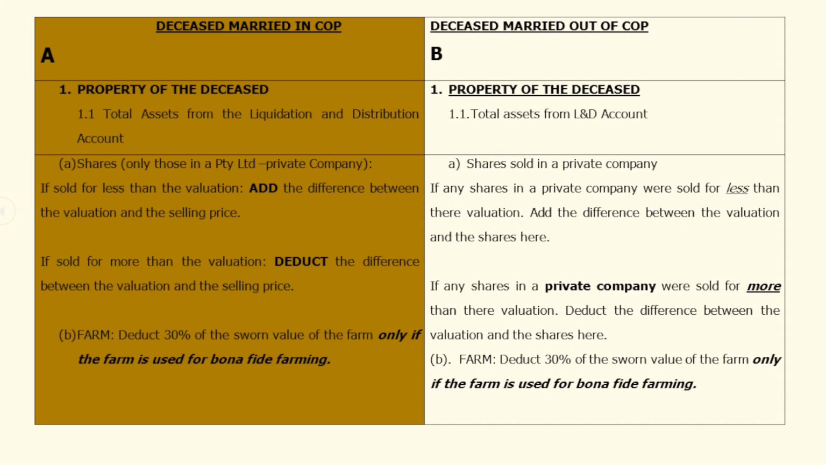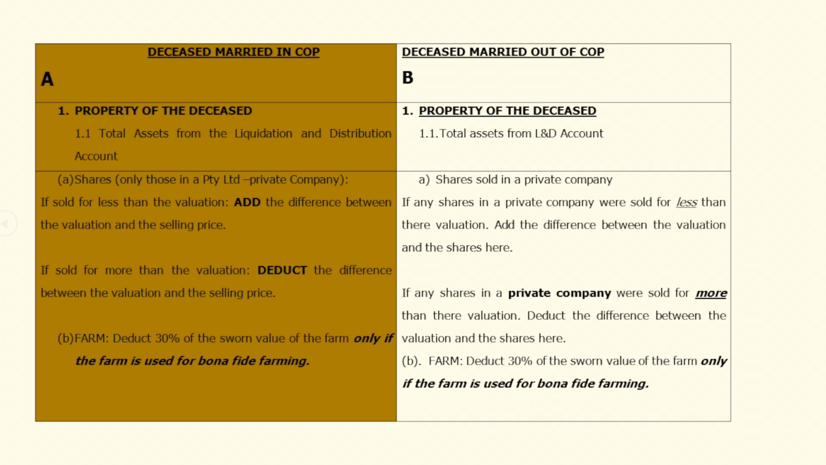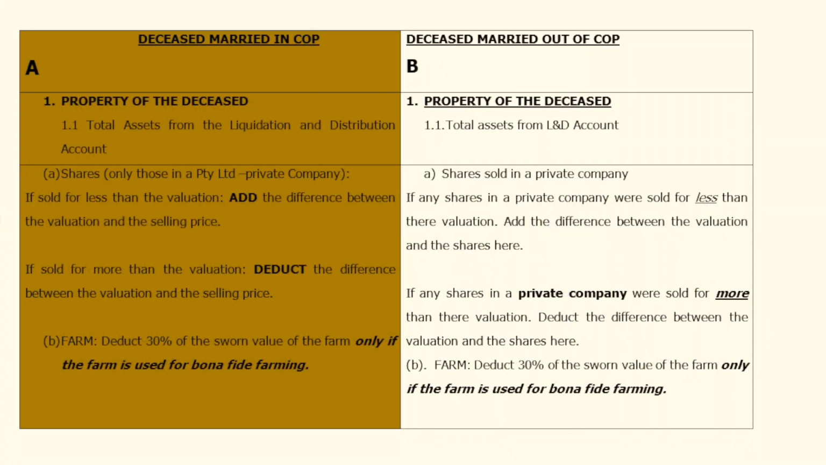Then you will have things such as shares. How do you deal with shares? You must know that there are shares in a private company and there are shares in a public company. Shares in a public company are not supposed to appear here. Only shares in a private company. Your question sometimes will put a scenario with shares in a public company and shares in a private company. So here we only deal with shares in a private company. As you have seen in our previous video on the 5 tips on mistakes people make in wills and estates, here it is shares only in a PTY Ltd, a private company.